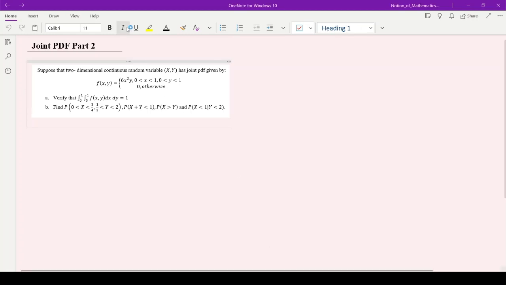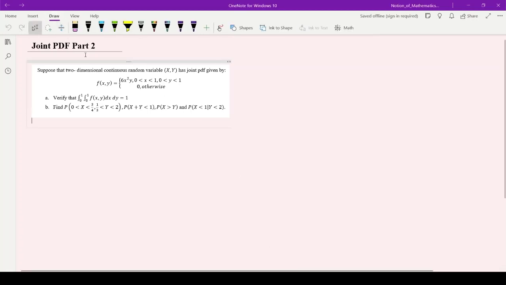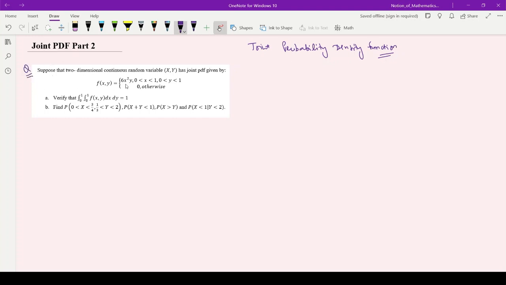Hello students, this is another part of the series on joint probability density function. In this part, I am going to discuss a few concepts with the help of this particular question.